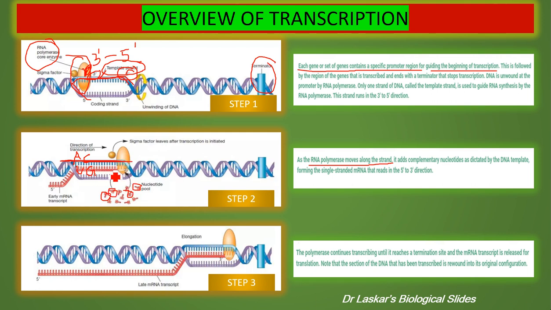forming the single-stranded mRNA. Here you can see the formation of this single-stranded mRNA that reads in the 5' to 3' direction. So suppose this is the DNA template strand and it runs in the 3' to 5' direction, and the mRNA molecule which forms here runs from 5' to 3' direction. So one of the DNA strands is used as a template strand to form this mRNA molecule.